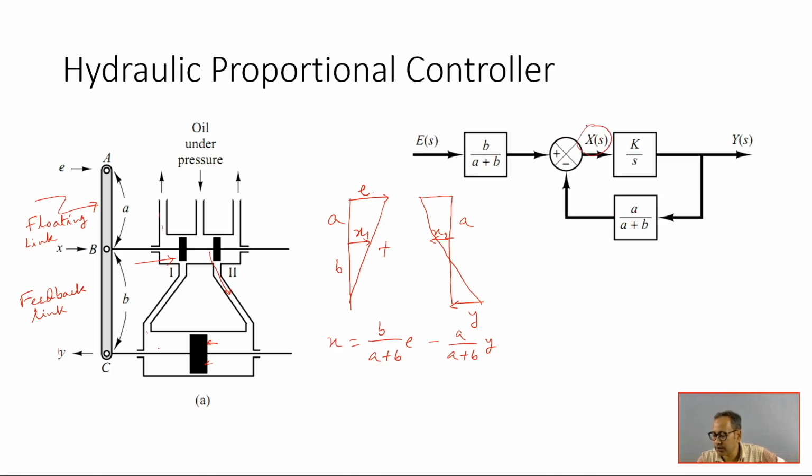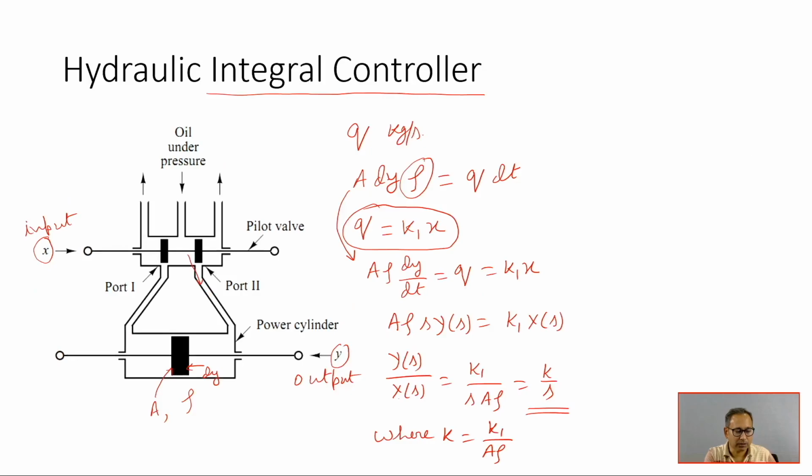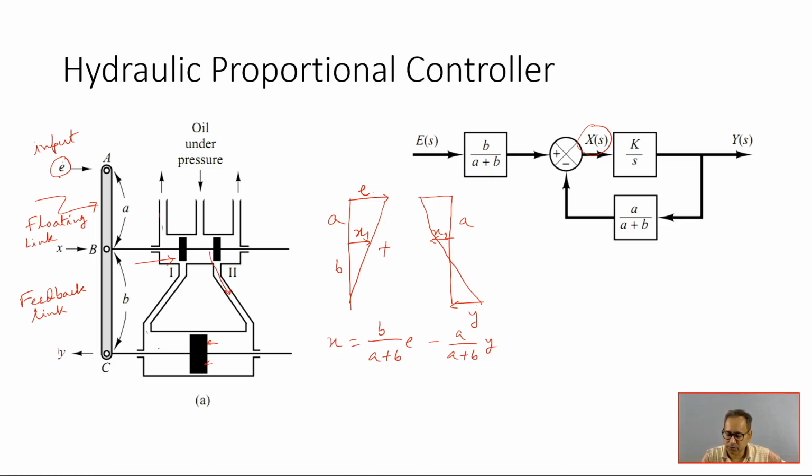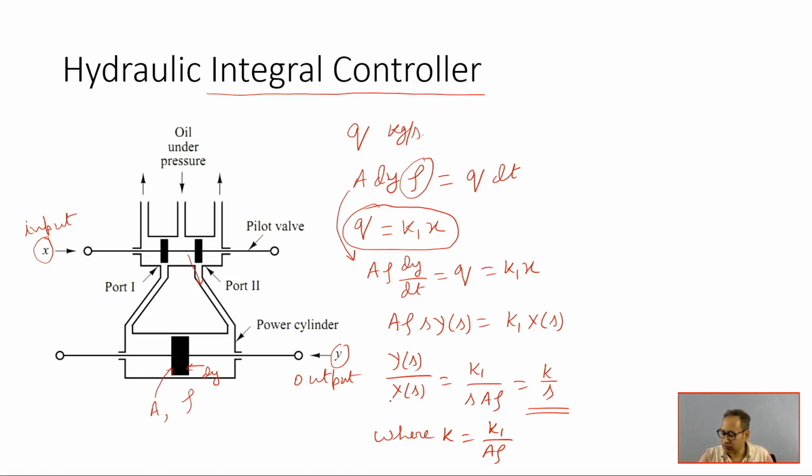So you are getting Xs here. In this case, E is the input. In the earlier case, let me come here, this was the input, but here this input has been changed to this E. So this is the input now, and if x is the input and y is the output in the earlier case, then what is the relationship? That was Ys, look at this here, this Ys equals K by s.